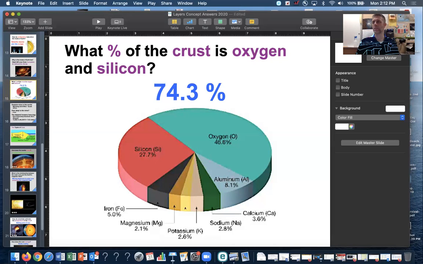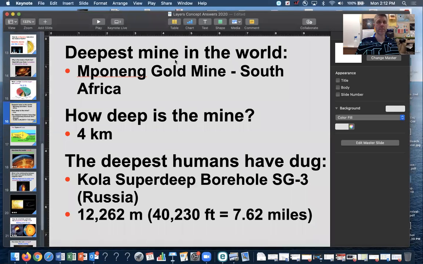All right, so the next one, where is the deepest mine in the world, and how deep is the mine? And then number 8, what's the deepest that humans have dug into the earth? So the deepest mine in the world is this, I'm guessing, Punning gold mine in South Africa. And it's about 4 kilometers deep, so about 4,000 meters deep.